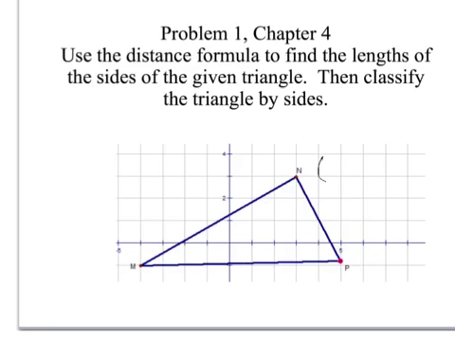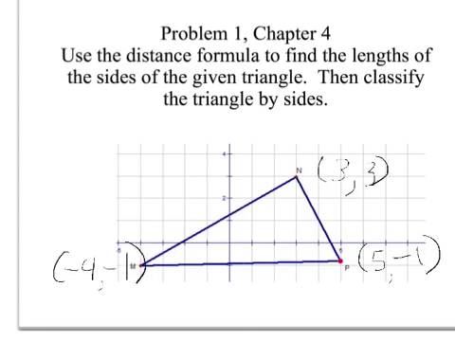Point N is the point 3, 3. Point P is 5, -1. And the coordinates for point M are -4, -1. We're going to use these 3 points in order to classify the triangle.